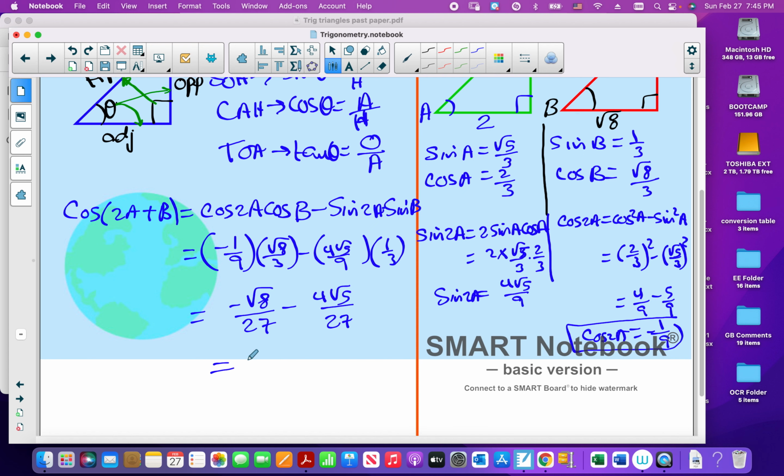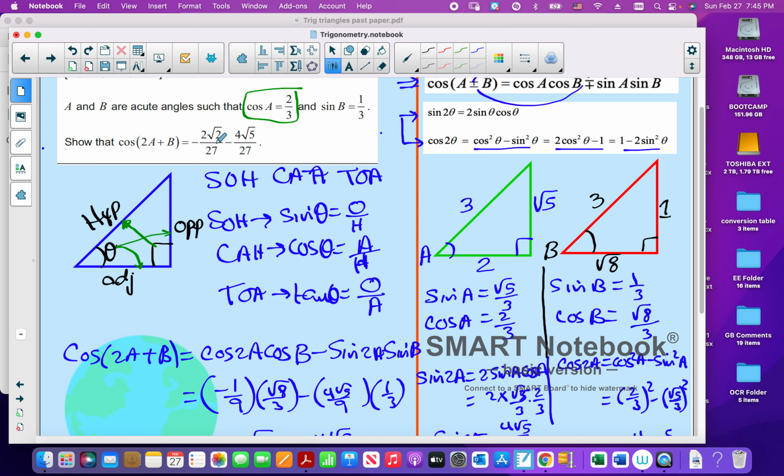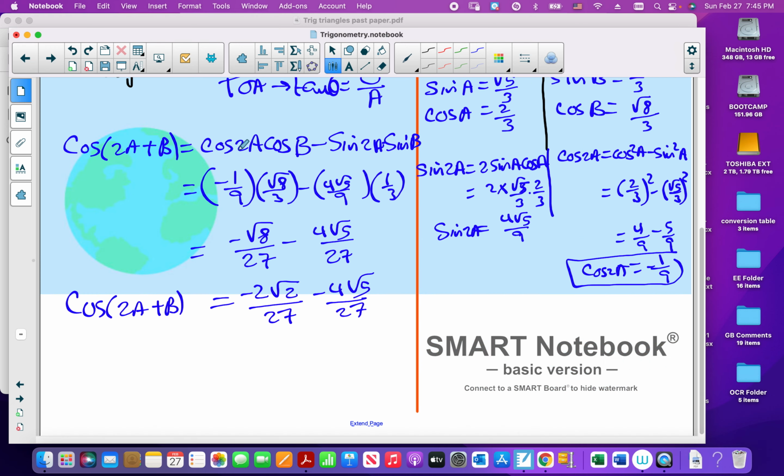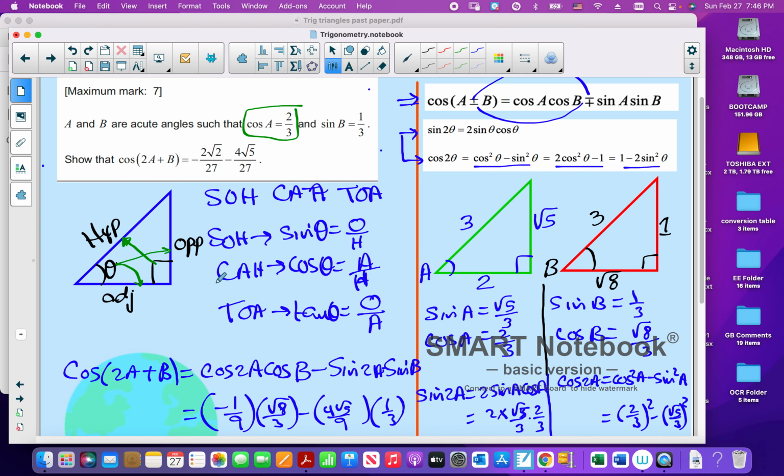Root 8, I can simplify it as minus 2 root 2 over 27 minus 4 root 5 over 27. That is cosine 2A plus B, and that is what we were asked to show. So therefore we can say we have shown that, or just simply QED. That is for the question. That's the only part that it has.